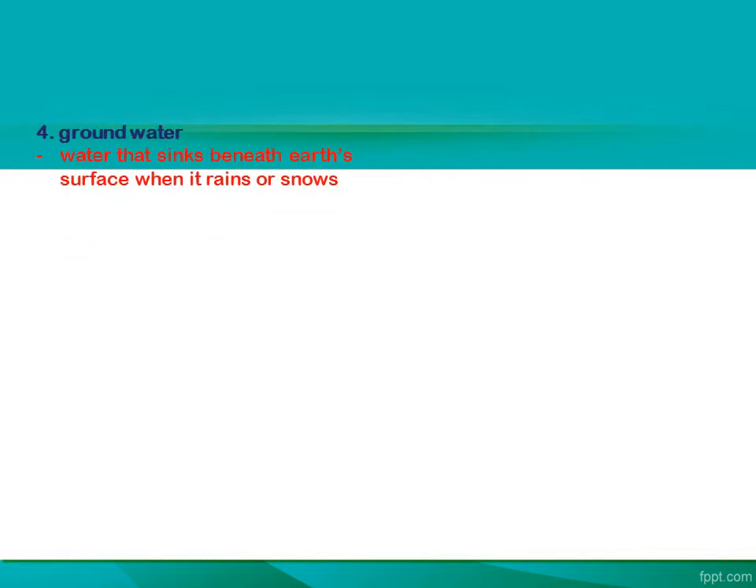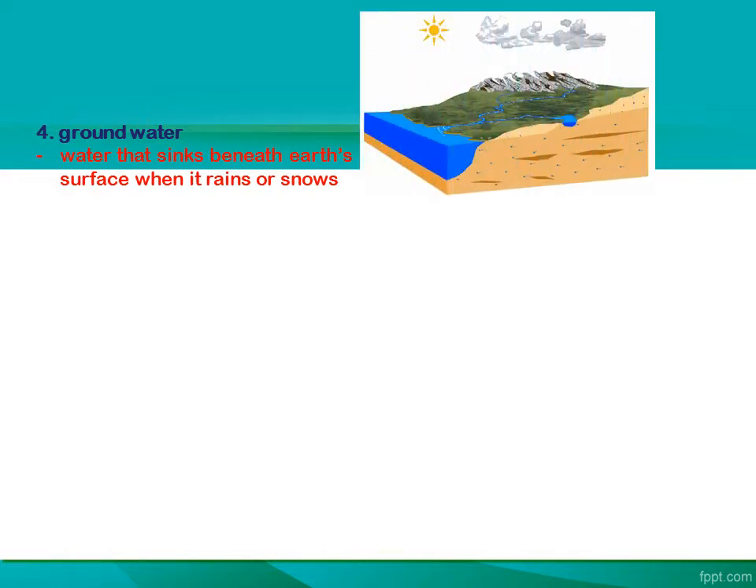Number 4, we have groundwater. It is the water that sinks beneath Earth's surface when it rains or snows. Okay, look at the illustration here. So any form of precipitation fills the spaces between soil particles and fractured rocks beneath the Earth's surface.